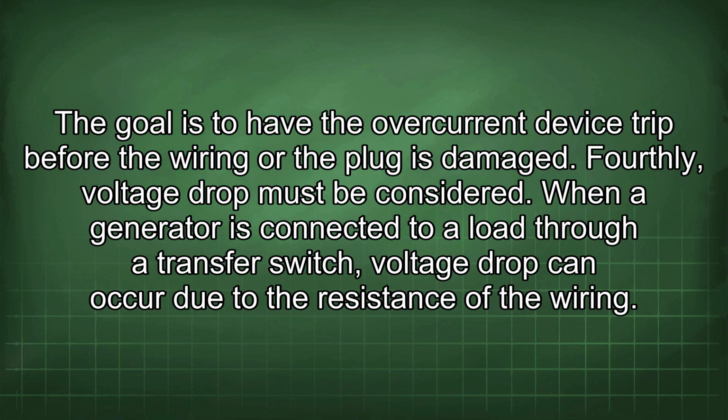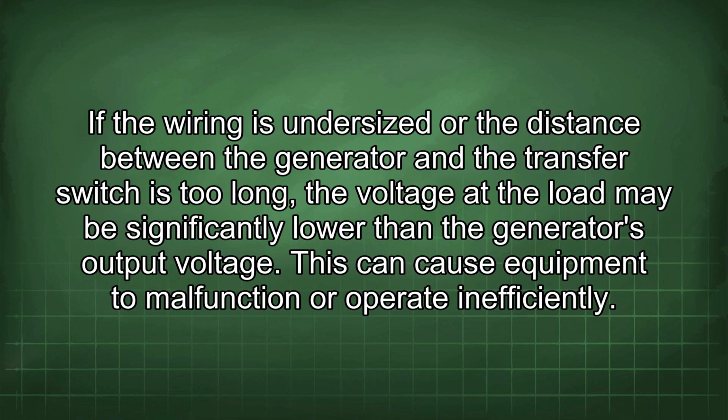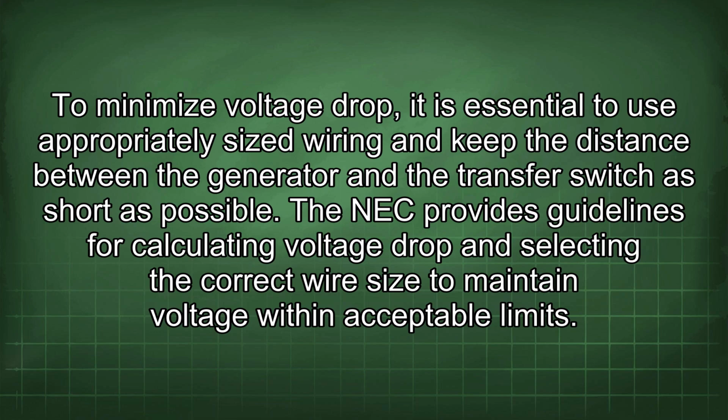Fourthly, voltage drop must be considered. When a generator is connected to a load through a transfer switch, voltage drop can occur due to the resistance of the wiring. If the wiring is undersized or the distance between the generator and the transfer switch is too long, the voltage at the load may be significantly lower than the generator's output voltage. This can cause equipment to malfunction or operate inefficiently. To minimize voltage drop, it is essential to use appropriately sized wiring and keep the distance between the generator and the transfer switch as short as possible. The NEC provides guidelines for calculating voltage drop and selecting the correct wire size to maintain voltage within acceptable limits.